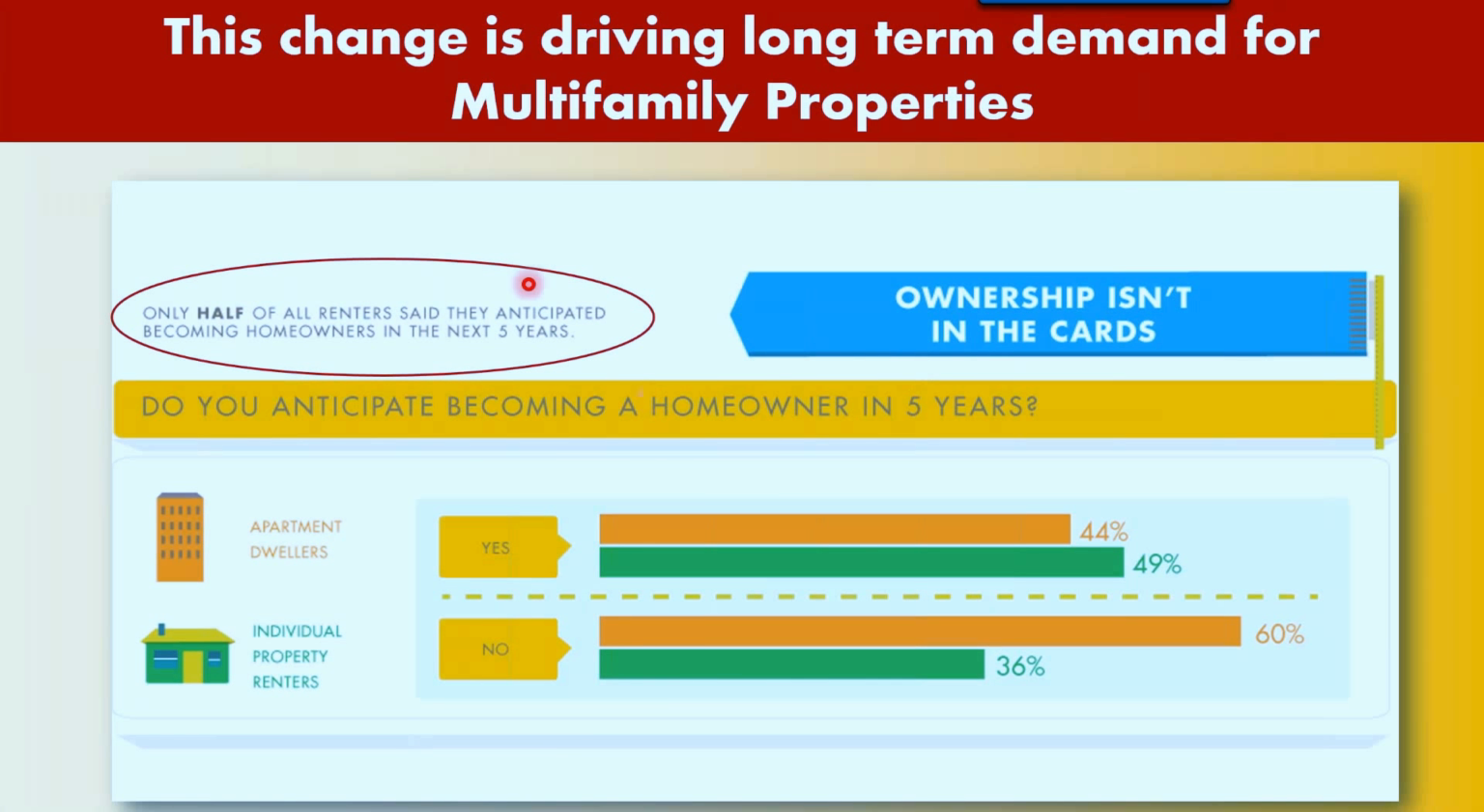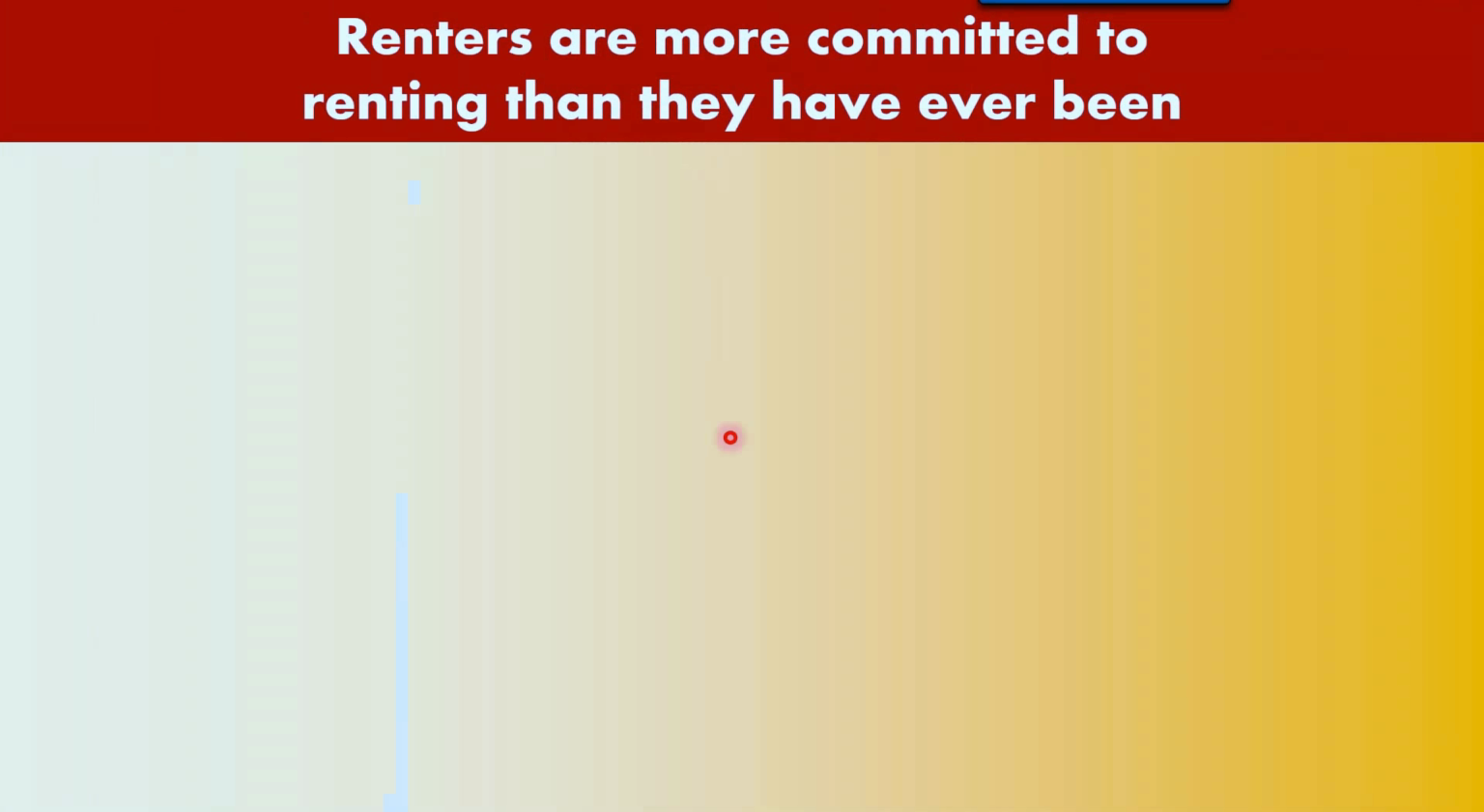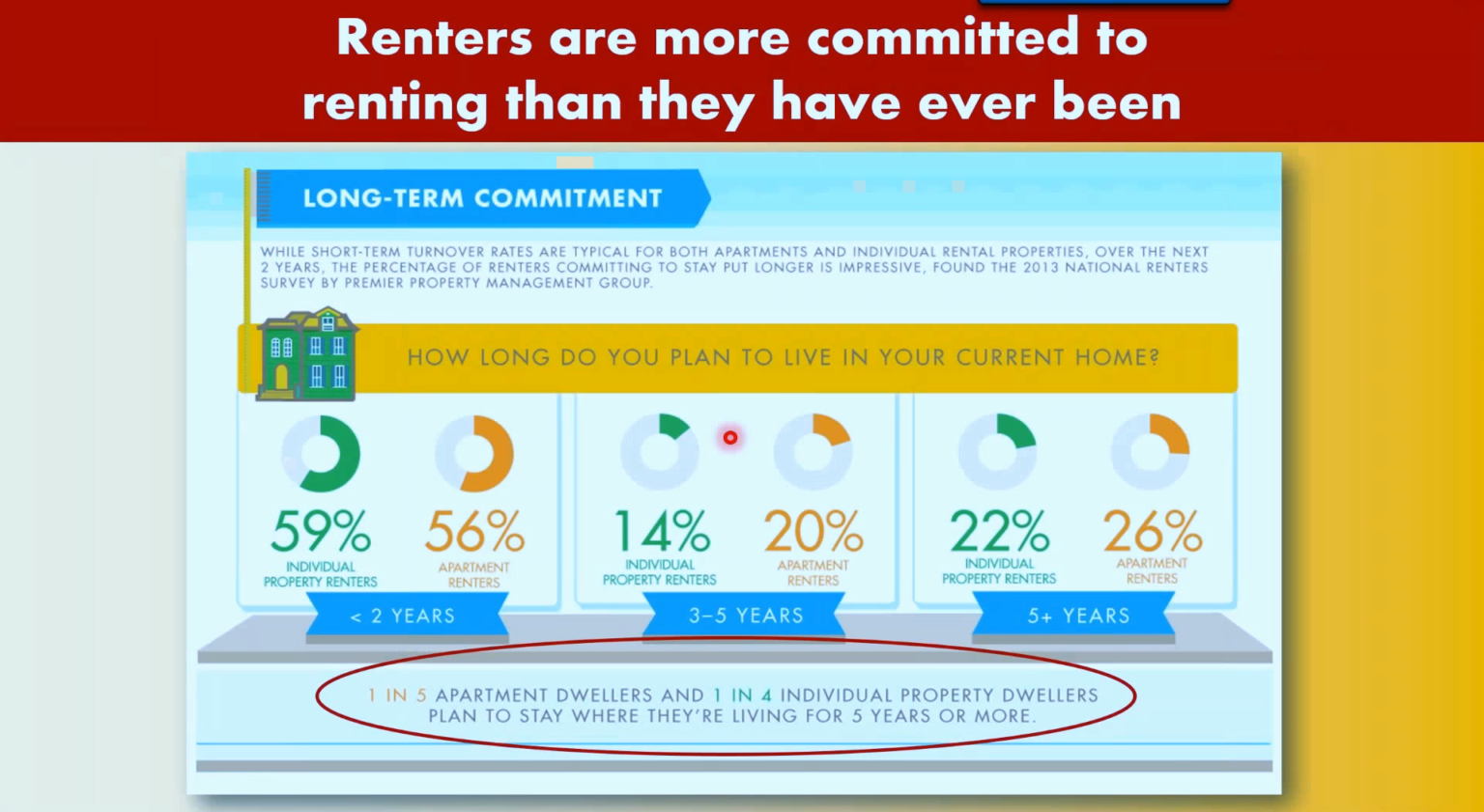Only half of all renters said they anticipate becoming homeowners in the next 5 years, and that number is the lowest it's ever been. Renters are also more committed to renting than they've ever been. For example, 1 in 5 apartment dwellers and 1 in 4 individual property dwellers, people renting single families, plan to stay where they're living for 5 years or more. Once again, this number is much higher than it's ever been.